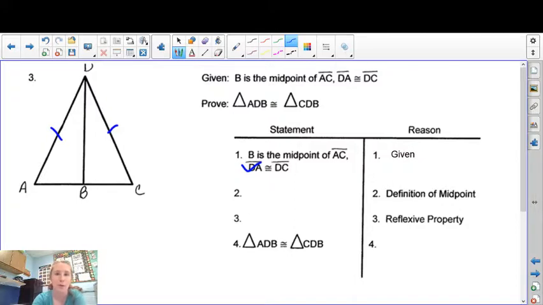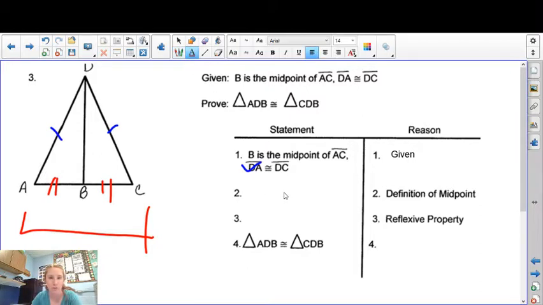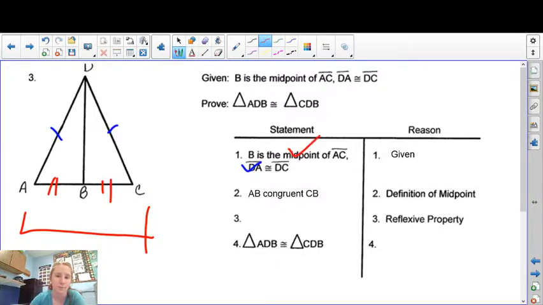Now I see the word midpoint, so we're going to have to do something with the midpoint. So let's go back. B is the midpoint of AC. Well, AC is this line right here. Midpoint means sits in the middle, so B sits in the middle of that line. So therefore, it cuts it in half. So type B, AB is congruent to CB because it's the definition of my midpoint. And I got him now checked off.